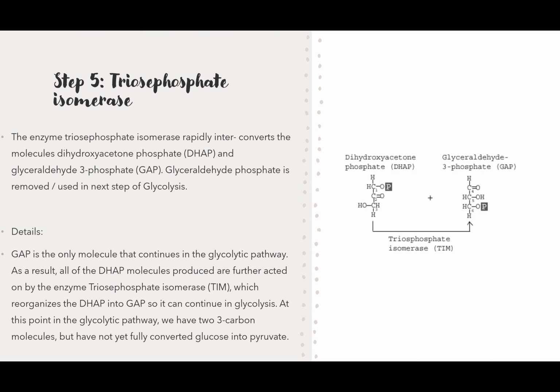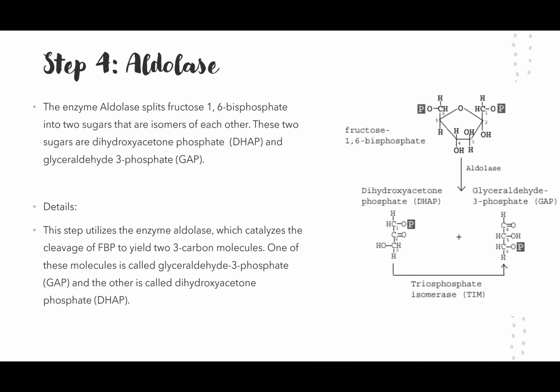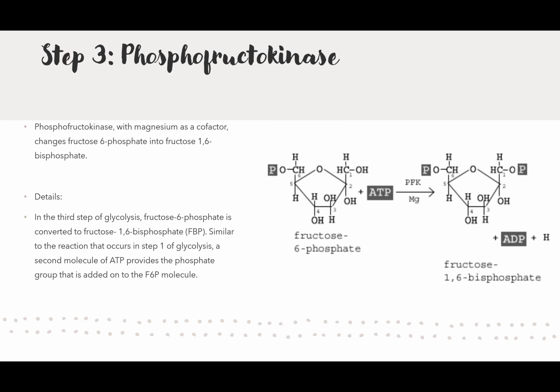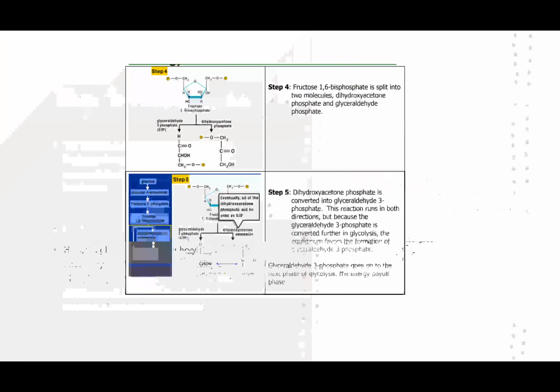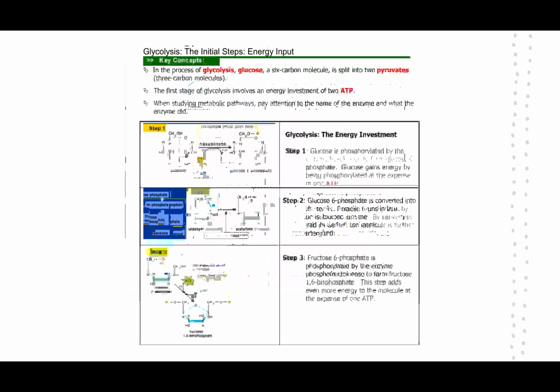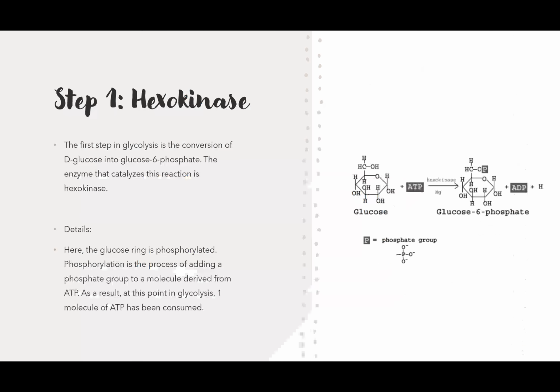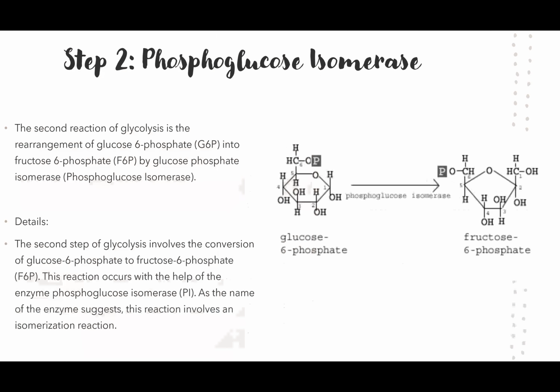So here now we have 2 glyceraldehyde 3-phosphates, and notice in this reaction now we have actually the consumption of ATP. This is the energy investment phase, not the payoff phase, right? So first we have hexokinase actually replacing a hydrogen on the 6th carbon of glucose with a phosphate group, creating glucose 6-phosphate, right?